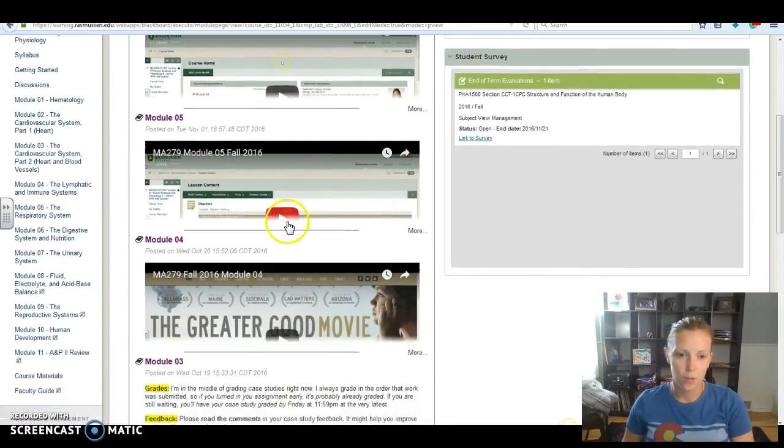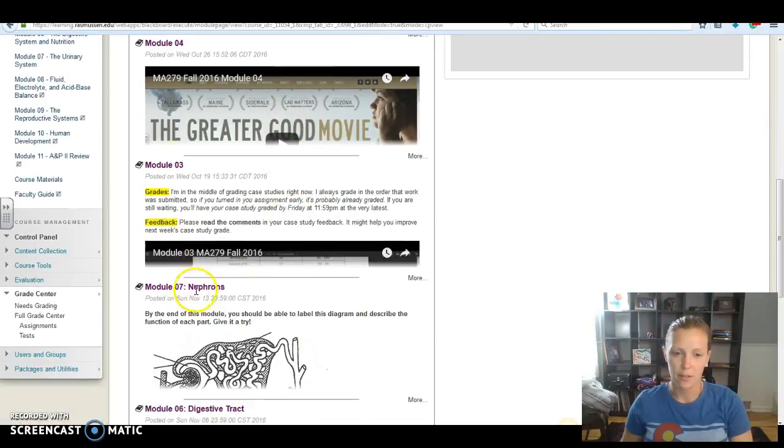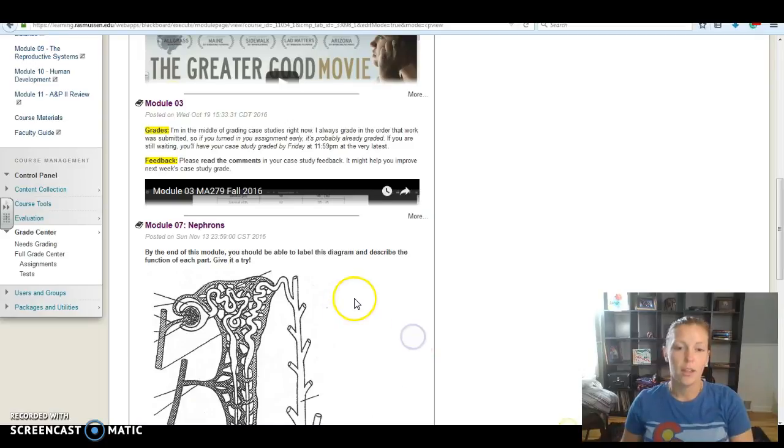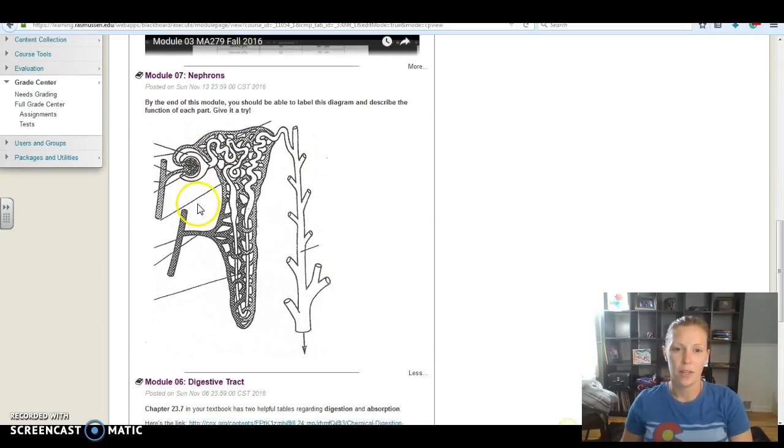If you haven't already noticed the Module 7 nephron announcement here, this is cool. I really like this diagram because it makes it pretty simple. If you did have lab already this week, you drew this out in lab, and you drew the kidney and the nephron. If you could do that over and over and over again until you have it down, I would suggest doing that before the quiz this week.